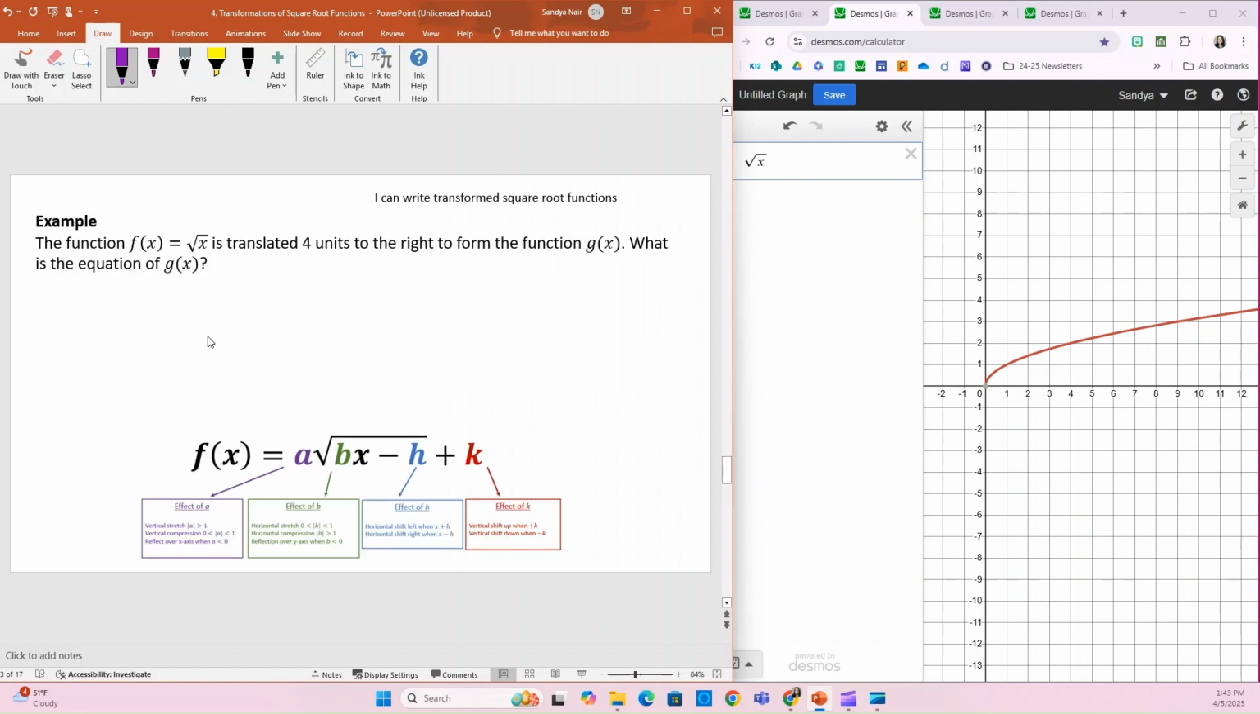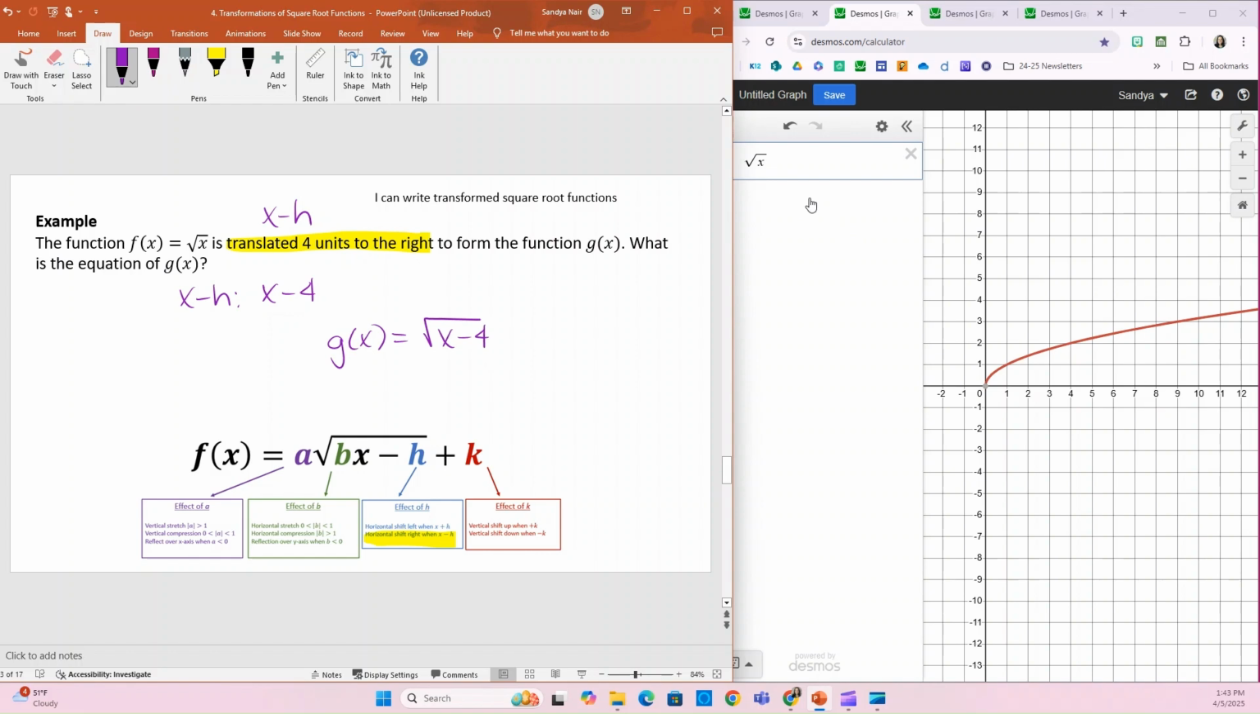So the function f of x equals the square root of x is translated 4 units to the right to form g of x. What's the equation of g of x? So we hear the key phrase is translated 4 units to the right. If I look at my study guide, it says translated right when we have x minus h. So that means I'm going to have x minus h here, and since that value is 4, that is going to be x minus 4. So I'm going to go to my function g of x and write this as the square root of x minus 4.